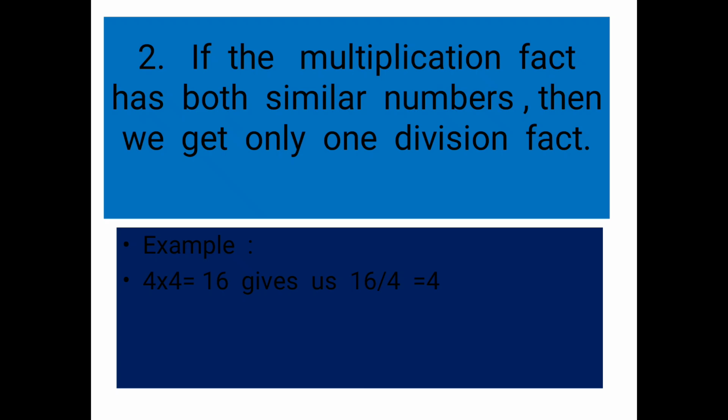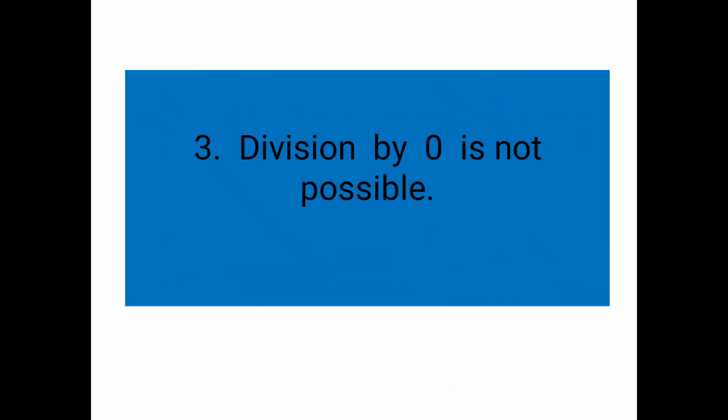Now see the third one. See children, division by 0 is not possible. You cannot divide any number by 0. That is why it is said that division by 0 is not possible.